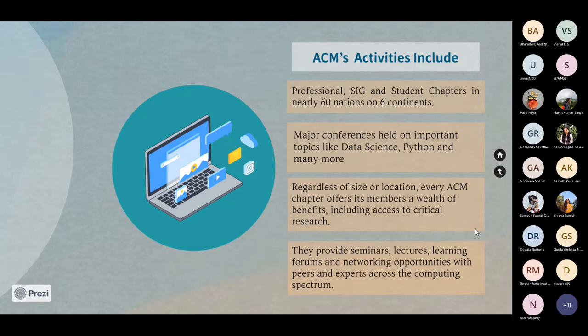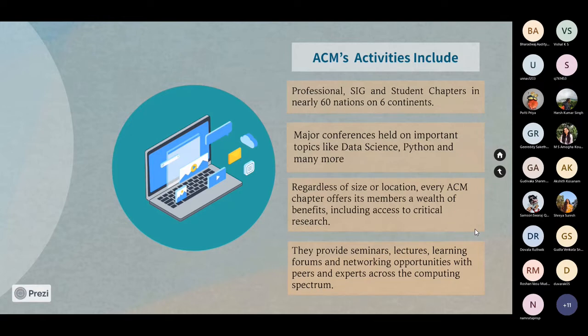Now, what conferences do we have? We have conferences held on important topics such as data science, Python, and many more. You name a domain, there is at least one conference present in ACM. Now, one amazing thing about ACM is that regardless of the size of the chapter or the location of the chapter, does not matter how big a professional chapter is, how big a student chapter is, or which country or continent it's located in, an ACM chapter always offers its members a huge wealth of benefits.